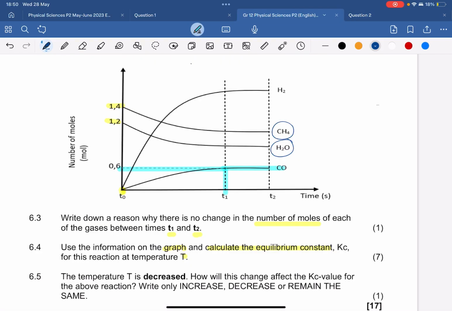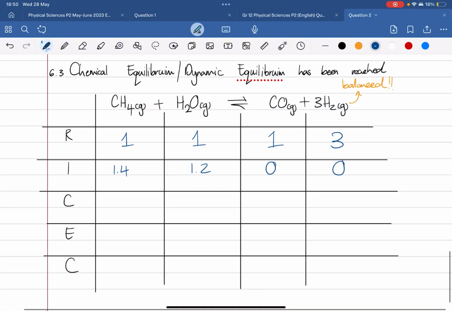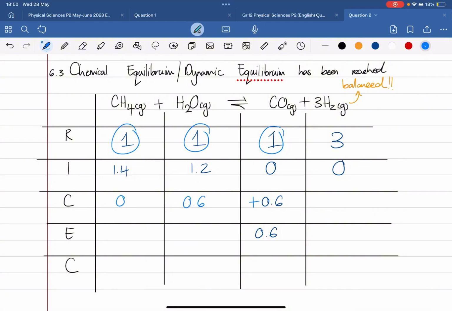Then I know that at equilibrium I form 0.6 moles of carbon monoxide. So what does that mean? That means at equilibrium, carbon monoxide, I've got 0.6. So what does that mean for my change? That means for my change, I gained 0.6 moles. So this is plus 0.6 moles, right? And because this is a 1-to-1 ratio here, that means this will also be 0.6 and this will also be 0.6. Remember, the ratio is used on the change row.